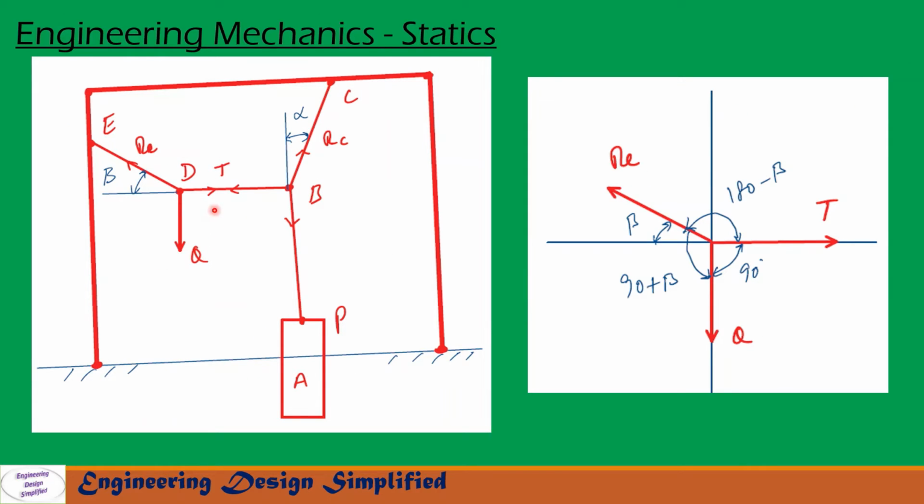Forces and reactions at point D, let us transfer them to the xy plane. On this xy plane, Q is acting downwards, T is acting horizontally like this, and Re is acting at an angle beta between the horizontal and Re. Since this is beta, the angle between Re and Q will be 90 plus beta, and the angle between Re and T will be 180 minus beta. Since this is horizontal and this is vertical, the angle between T and Q will be 90 degrees.